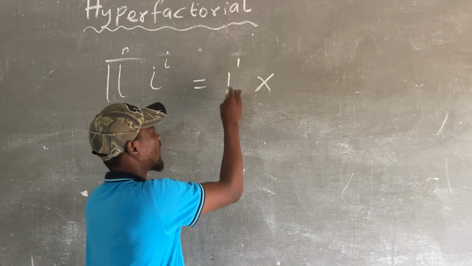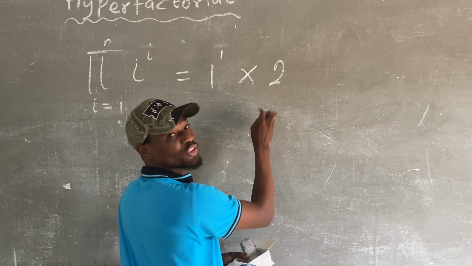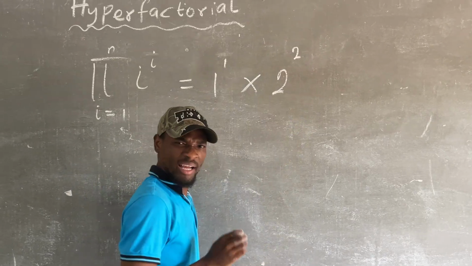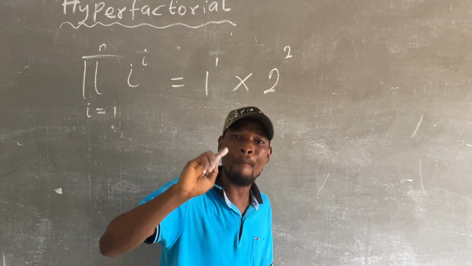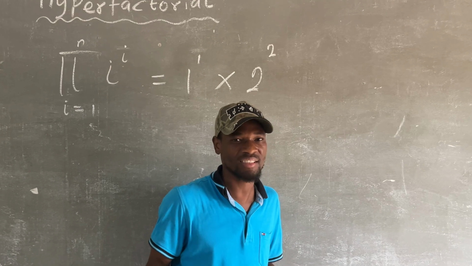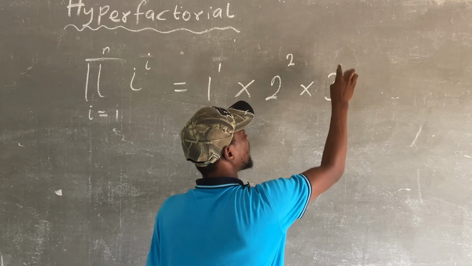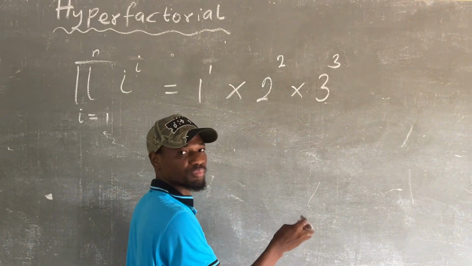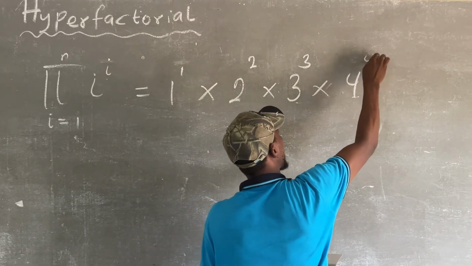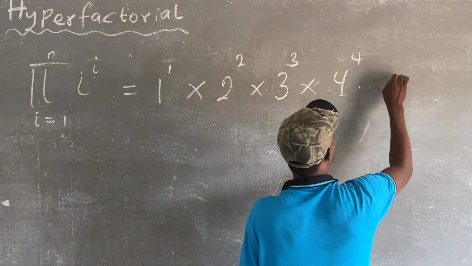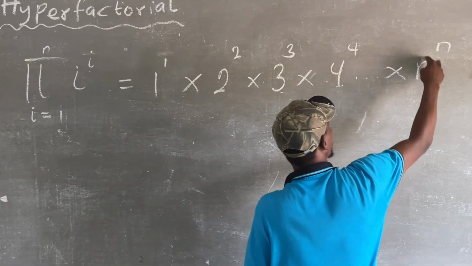So my next integer will be what? After 1, we move to the integer 2. So you have 2 raised to the power what? 2. Do you get it that way? So you multiply the integer raised to its own power or exponent. My next number will be 3, so you have 3 raised to the power 3. Then times 4 raised to the power 4. Then times n raised to the power n. As simple as that, or I raised to the power I.